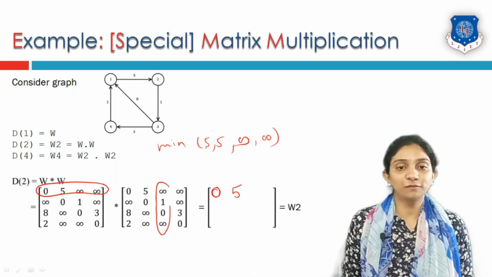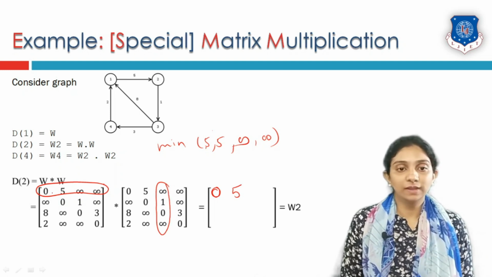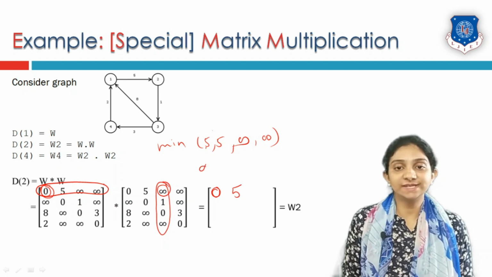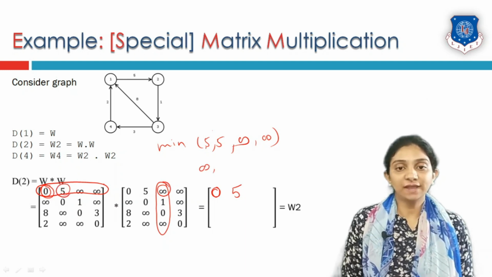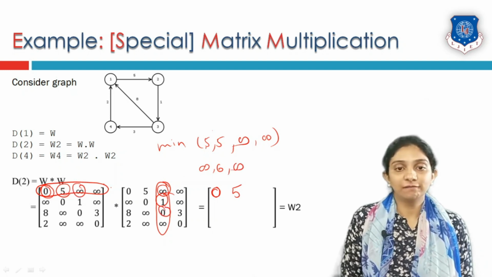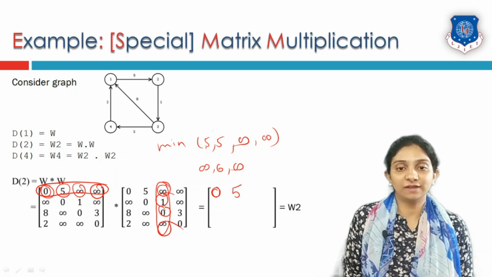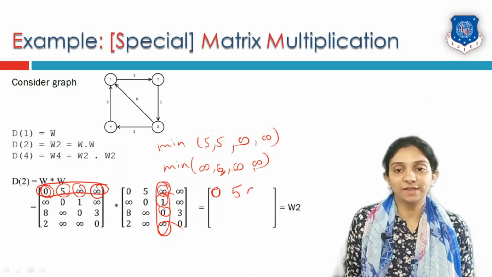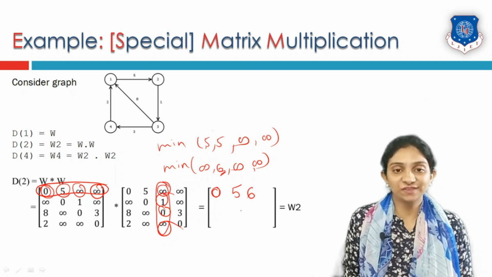Now with the first row we will consider the third column. Let us perform the element by element sum. 0 plus infinity is infinity, 5 plus 1 is 6, infinity plus 0 is infinity, the fourth value is infinity plus infinity is infinity. So out of these 4 values, the minimum is 6. So the next element in the cell will become 6.